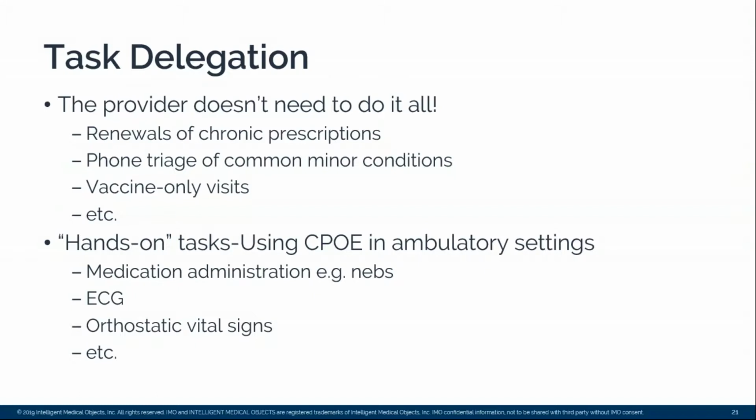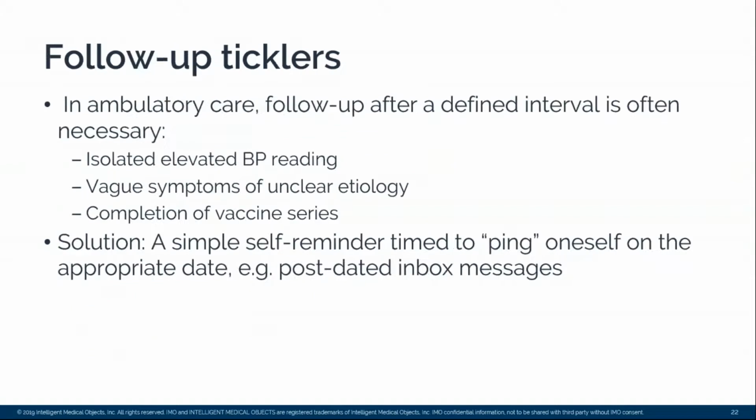So try and learn to delegate as many tasks as possible so that the clinician herself doesn't have to do all of them. And then for physician order entry in ambulatory settings, there's a great deal that can be automated there. So take a look at what the opportunities are in your electronic health record and see how many tasks can be delegated out to other people so that the clinician doesn't feel like they have to do all of them.